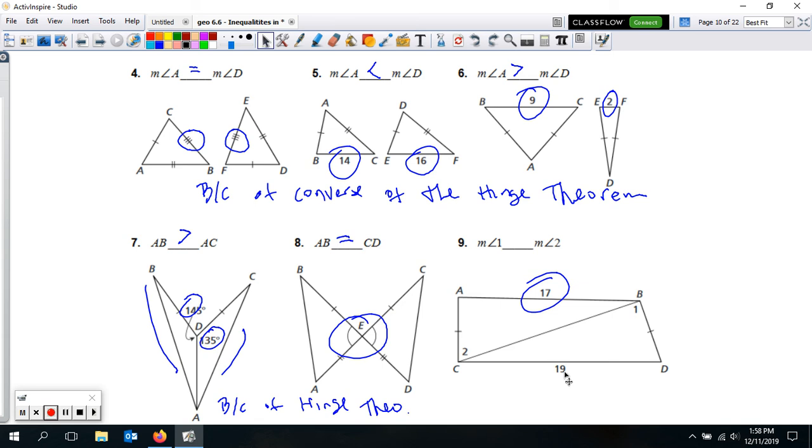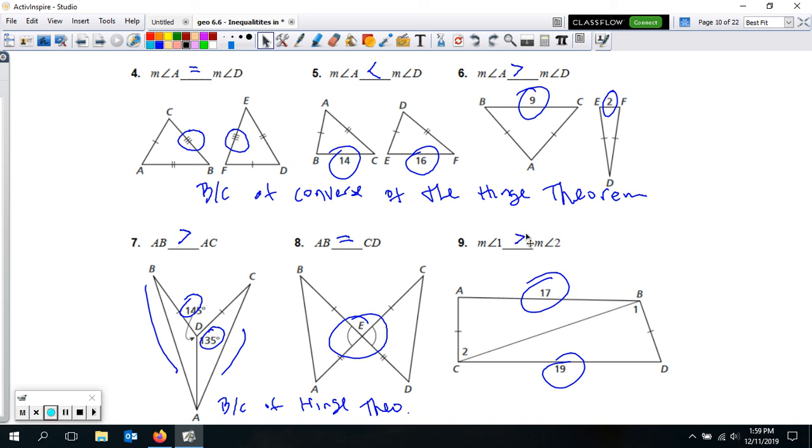This one we're starting with sides, and like I said, 1 is this number 19, 2 is 17. We're looking at 1 first. Because 1, which is 19, is greater than 17, that means that 1 here is bigger. 1 is greater than 2. So the measure of 1 is greater than 2 because the side opposite of 1 is greater than the side opposite of 2. And so that's going to be a greater than symbol.